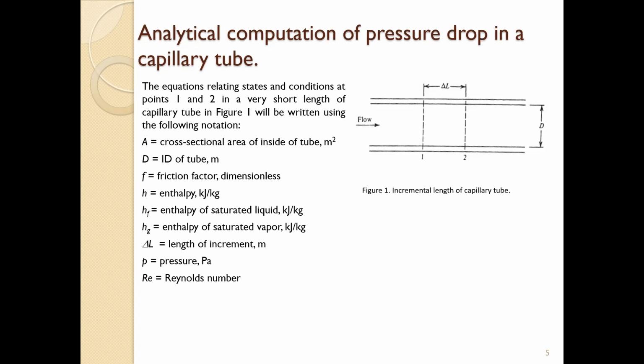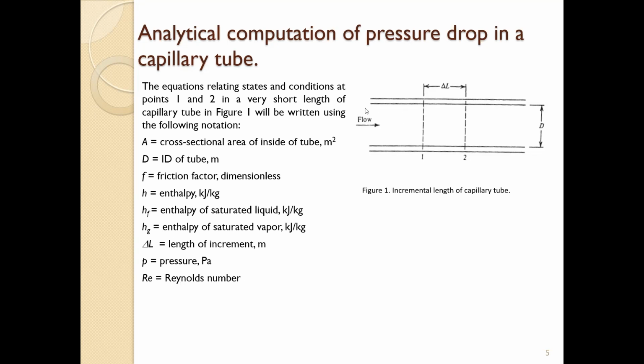So, now, ito yung mga notations. A, cross-sectional area of the inside of the tube. D, diameter, which is the ID of the tube in meters. F, friction factor, dimensionless. h is the enthalpy, kilojoule per kilogram. h sub f, enthalpy of saturated liquid. And h sub g is enthalpy of saturated vapor. Delta L is equal to length of increment, meters. P is equal to pressure, Pascal. R is equal to Reynolds number.